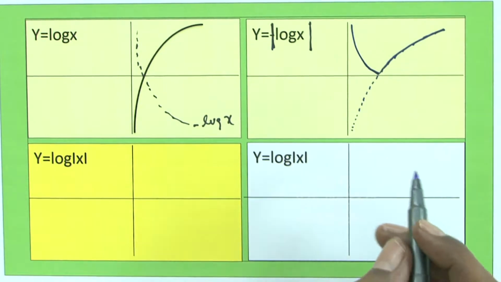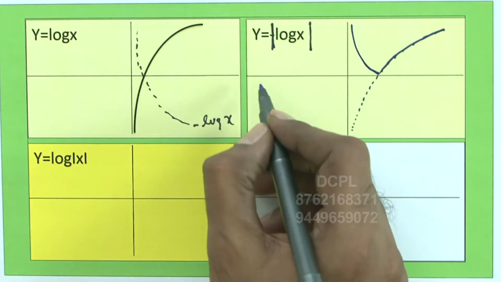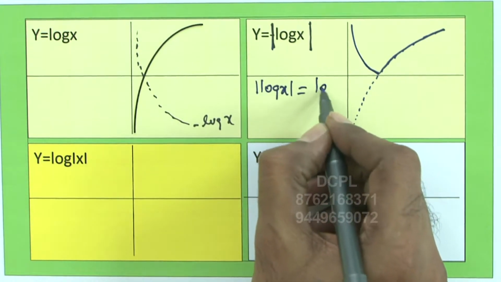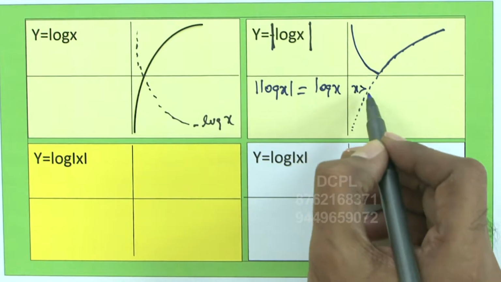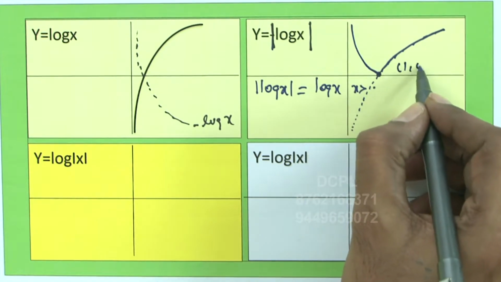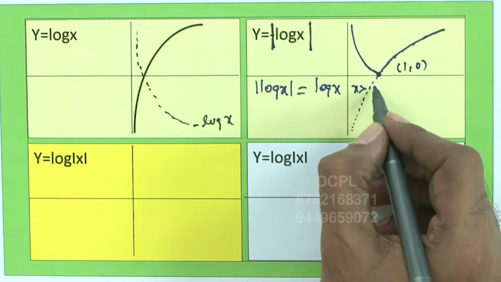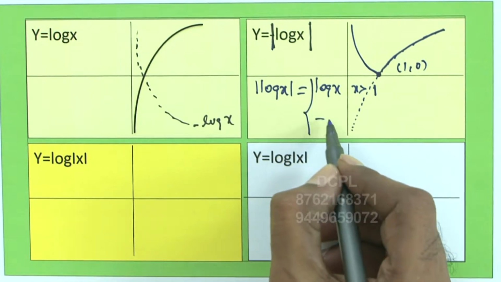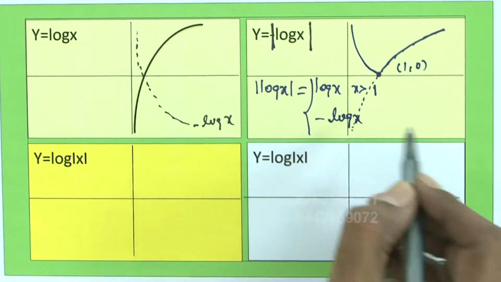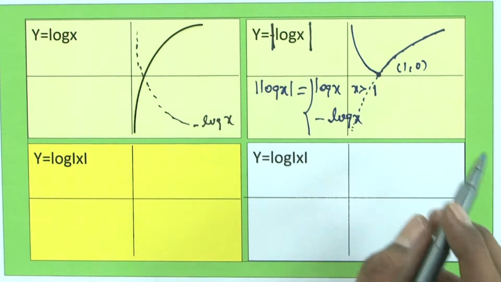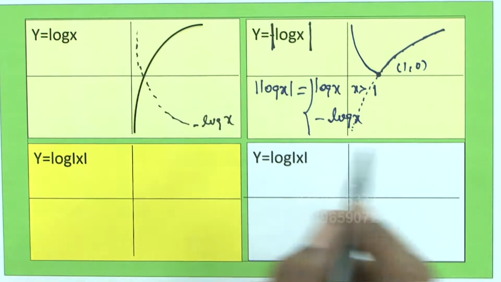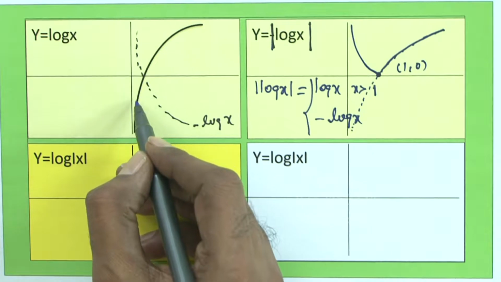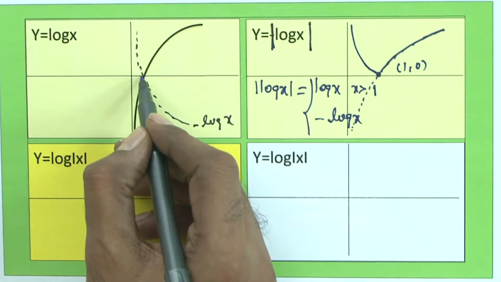That means to say mod log x is actually log x if x is greater than 1, because this is 1 comma 0. Is that correct? And mod log x is equal to minus log x if log x is negative. Log x is negative means this. Do you agree with me? Log x is negative if x lies between 0 and 1.